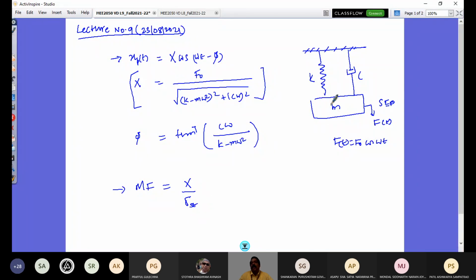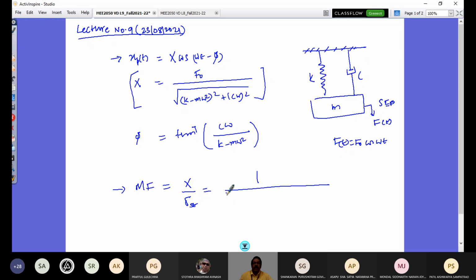So before this mass is attached, they are free. When the mass is attached, it is displaced by the displacement called delta st. That's called zero frequency excitation, or it is called static deflection, and so on. Right? So this would be given by.